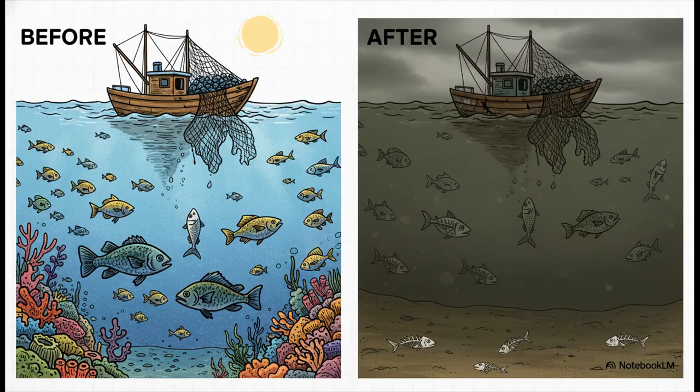And the results of ignoring this limit? Well, they're predictable, and they are devastating. It leads to the collapse of fish populations, which in turn damages the entire ocean food web. And of course, it destroys the livelihoods of the people who depend on that fishing to survive. In effect, we're bankrupting the entire ecosystem.